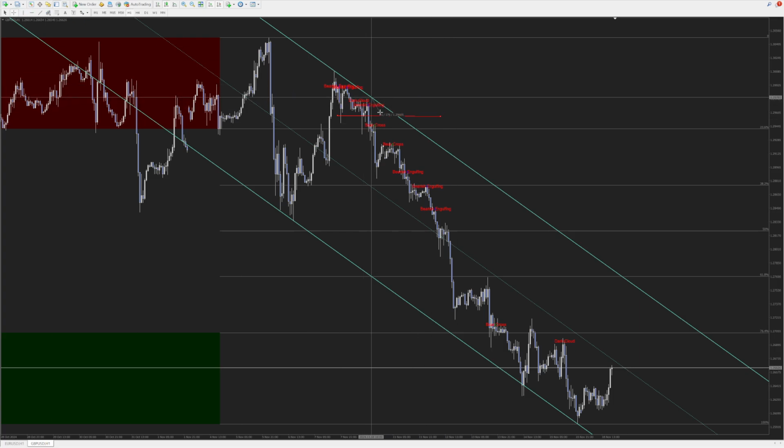Stop loss just above the high point, so around 20 pips, which is relatively tight for the 1 hour chart time frame, and that move could have been 350 odd pips.